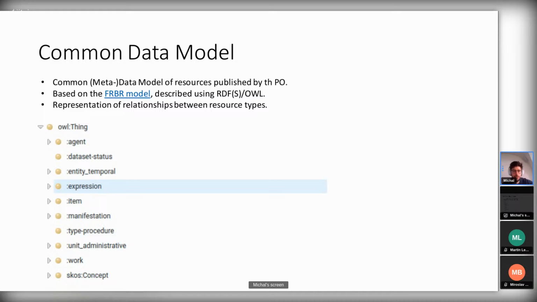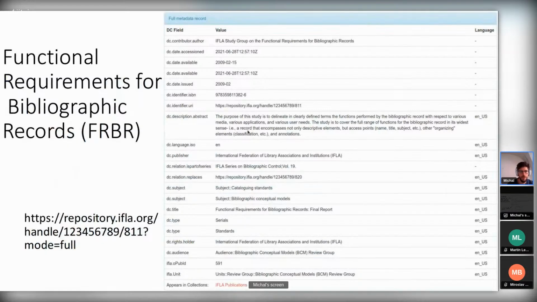And it mostly represents the relationships between the resource types. We can see here some agents, expressions, items, works. Basically, it comes out from RDFS and a lot. So it's Functional Requirements for Bibliographic Records. Yeah, so we can see that most of the stuff is bibliography here.